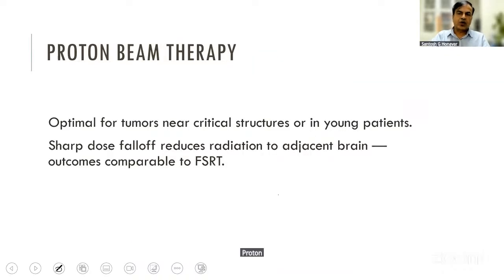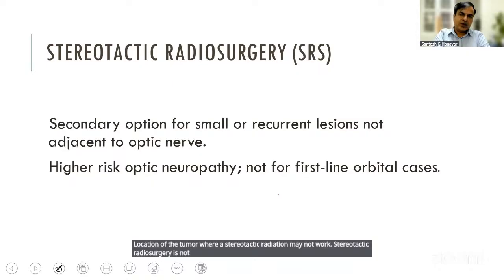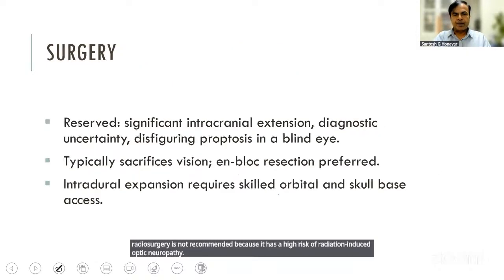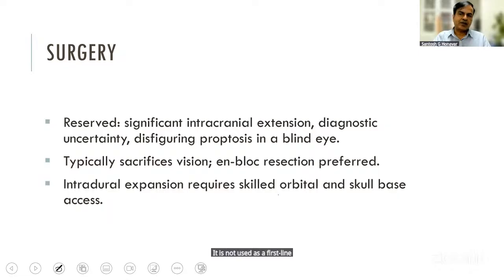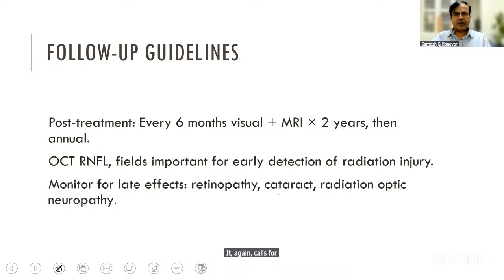Proton beam therapy can be used for patients who have a very critical location of the tumor where stereotactic radiation may not work. Stereotactic radiosurgery is not recommended because it has a high risk of radiation-induced optic neuropathy. It is not used as a first-line therapy. Surgery is typically not performed unless for a biopsy. It again calls for a multidisciplinary approach and follow-up guidelines.